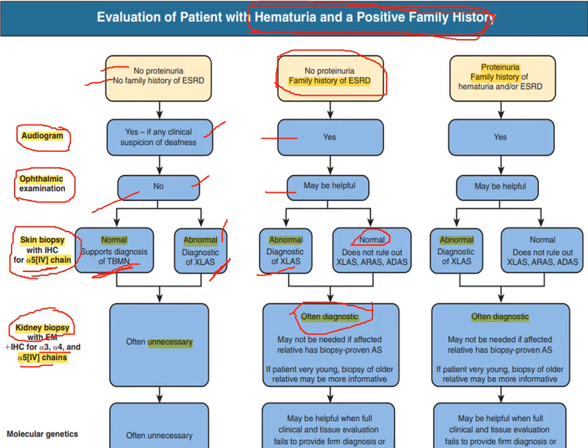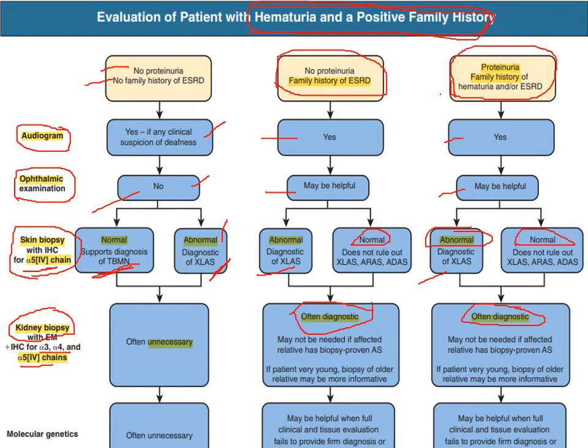So in the third one, it is like this. If we have a patient with proteinuria and family history of hematuria, we should ask for audiogram, then for slit lamp examination, and then we should suspect Alport, ask for skin biopsy and immunohistochemistry staining for alpha 5. If it is abnormal, it is diagnostic for X-linked Alport. If it is normal, then we should do renal biopsy with staining for alpha 3, alpha 4, alpha 5.